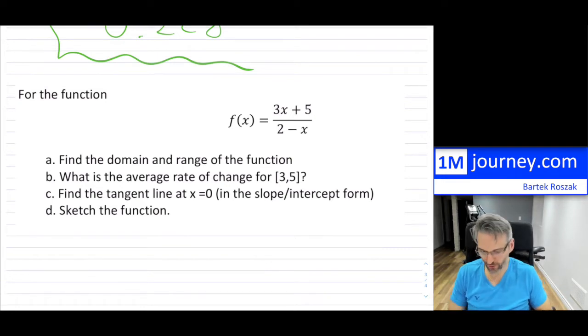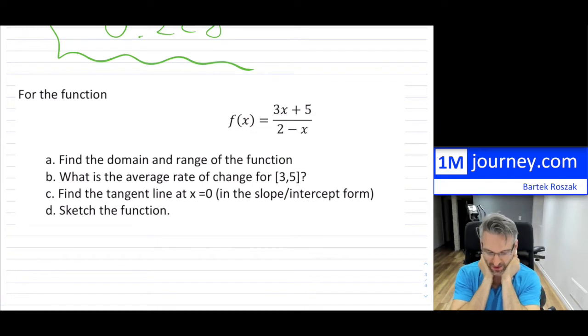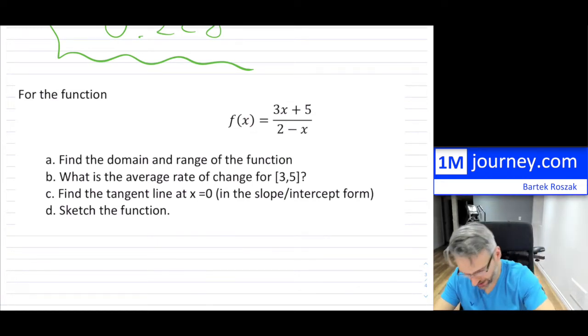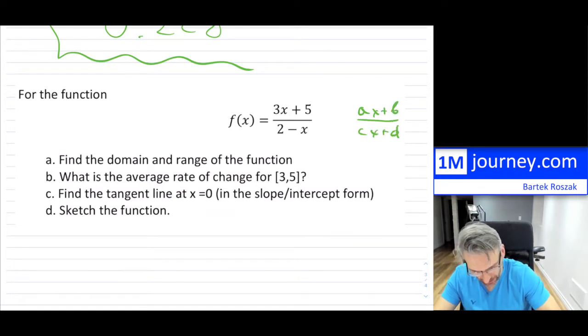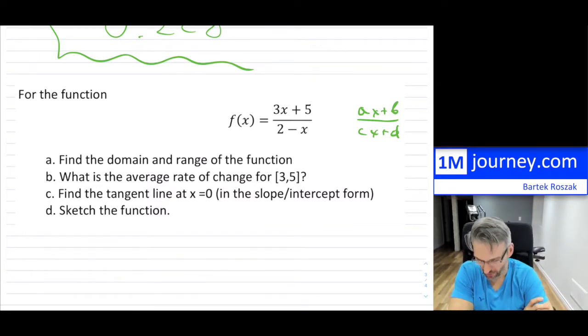Okay, so for now this function, (3x + 5)/(2 - x). Right away, this reminds me of this format, (cx + d)/... So we can certainly try to figure this thing out. For that function, find the domain and the range of the function.